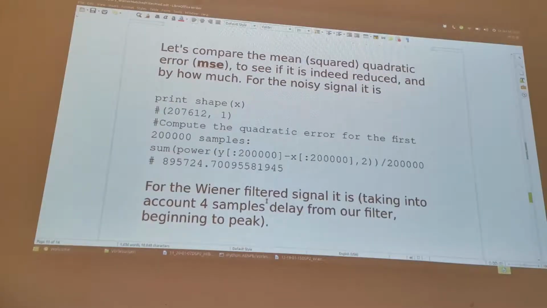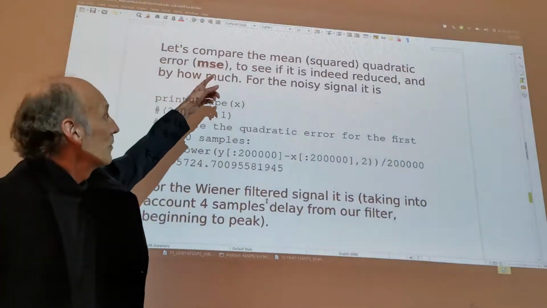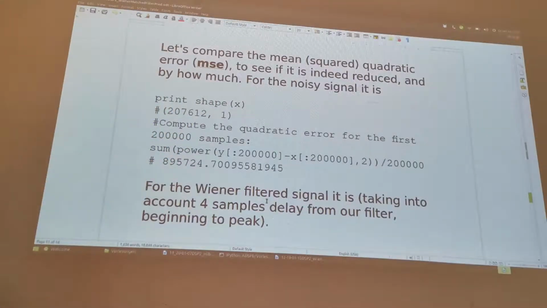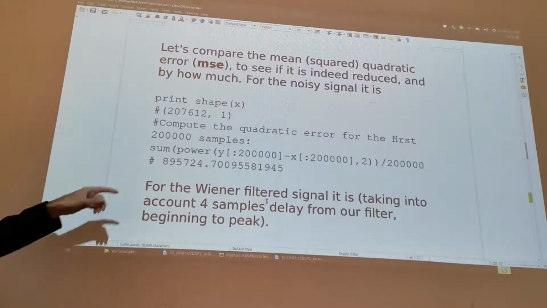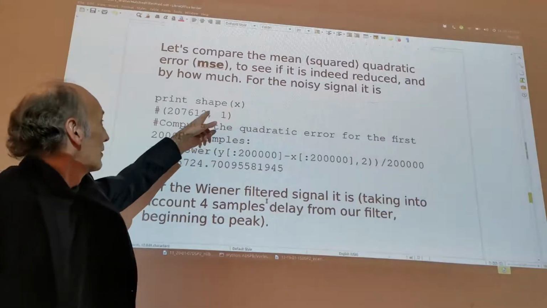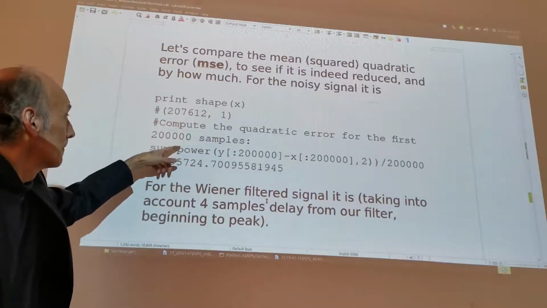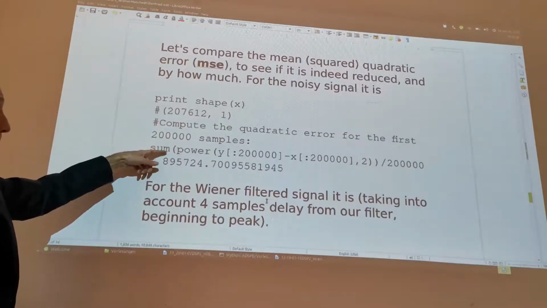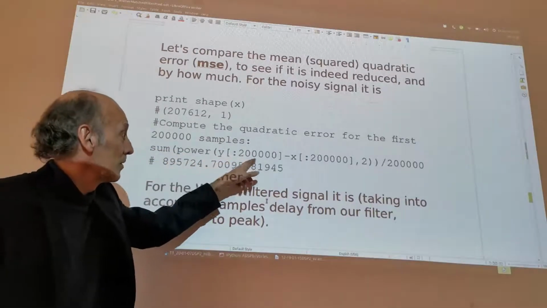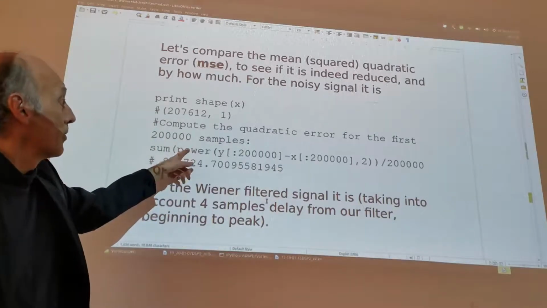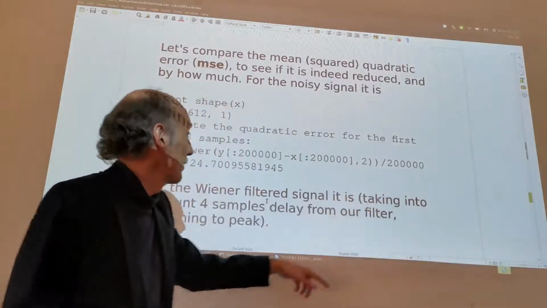Yeah, we can actually check if it indeed reduced the mean squared error. So we can compare the mean squared quadratic error, the MSE, to see if it indeed reduced and by how much. So here we compute it. We can take the signal X. It actually has 207,000 samples, but we only take the first 200,000 here. So here we take the noisy signal, subtract the unnoisy signal, compute the power, and divide by the number of samples.